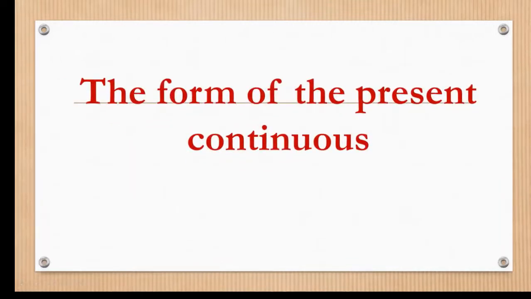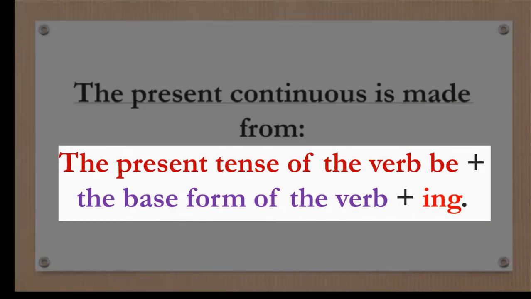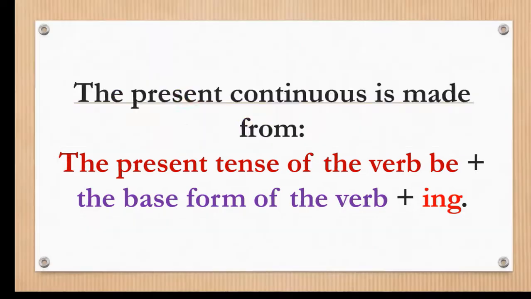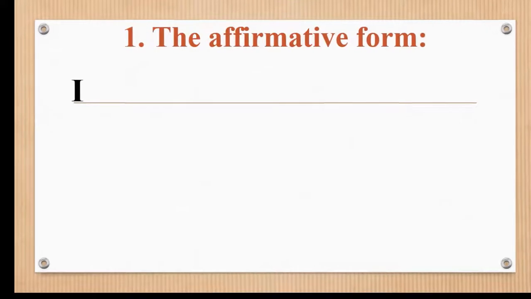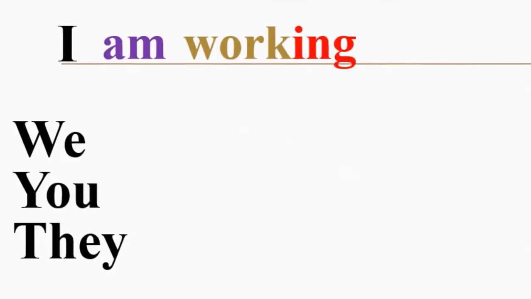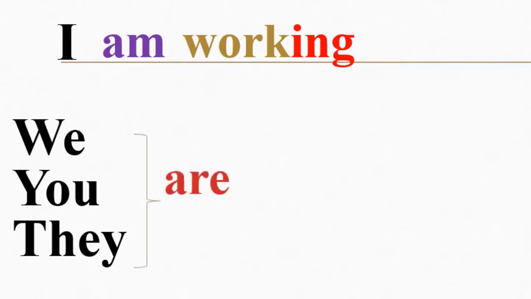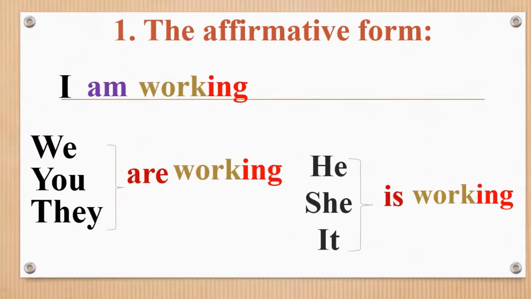The form of the present continuous. The present continuous is made from the present tense of verb to be plus the base form of the verb plus ing. Let's start with the affirmative form. I am working. We, you, they are working. He, she, it is working.